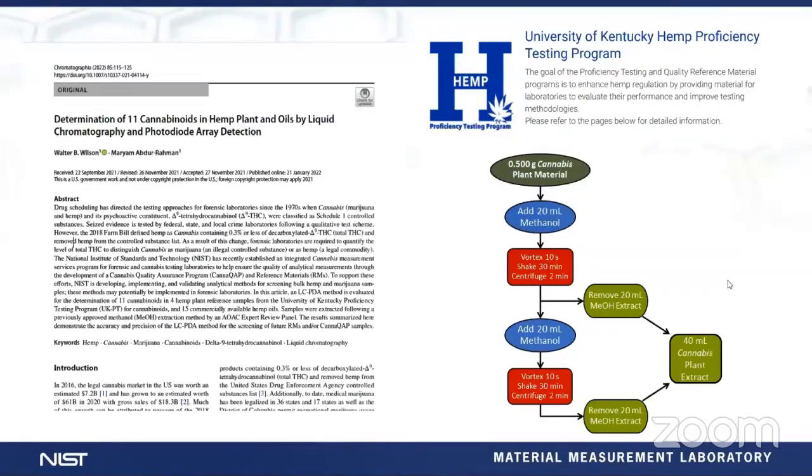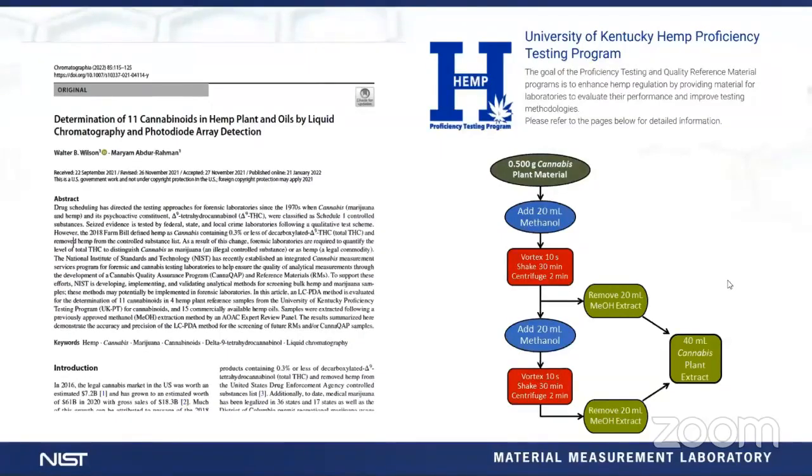To validate the LC-PDA method and the extraction protocol we had, here's a publication we released in early 2022, focusing on measurements of the University of Kentucky Hemp proficiency testing program and some hemp oils that we had. The general method that we used was 0.5 grams of cannabis plant material with 20 milliliters of methanol, vortex for 10 seconds, shake it for 30 minutes, and centrifuge it for 2 minutes.